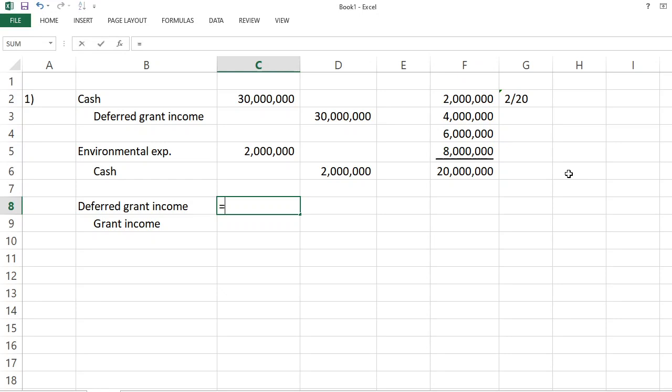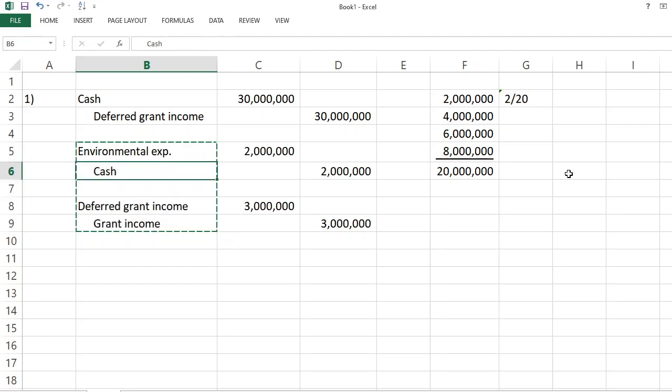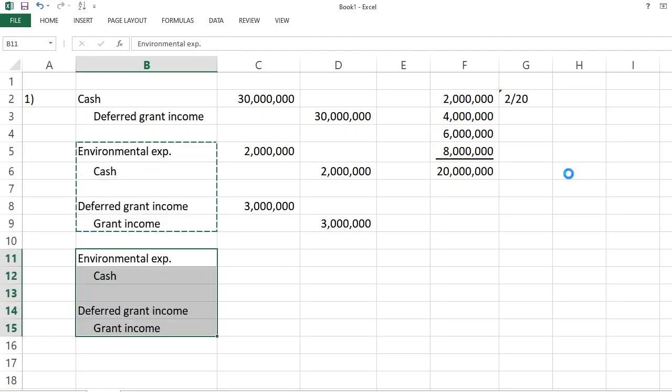So, the part of the deferred grant income na pwede lang nato i-recognize in the first year would only be 2 over 20 of the 30 million, and that is 3 million only. So, kung ato ni siyang ipadayon sa year 2, it would be the same environmental expense, cash, and then deferred grant income, etc. But, ang expense for year 2 would be 4 million this time.